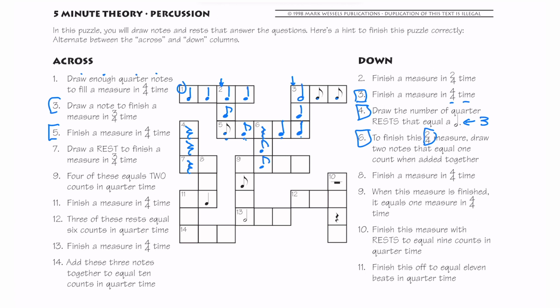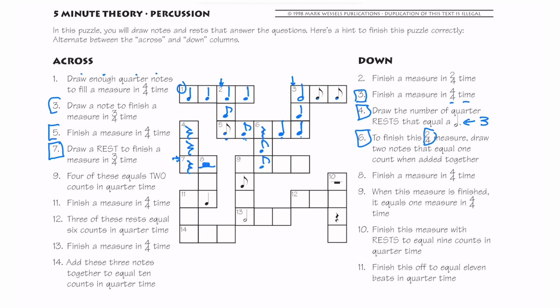All right, go back across to number 7. Draw a rest to finish a measure in 3/4 time. So here's number 7. I have a quarter rest, so that's 1 count. So I need 1 rest that equals 2 counts.